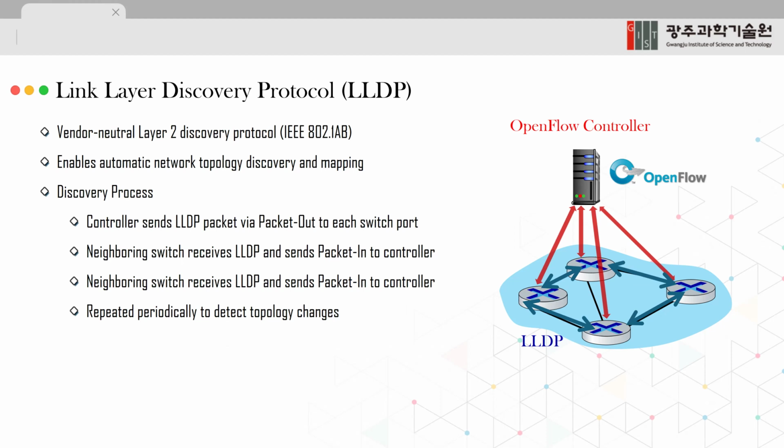The reason LDP is so critical in SDN is that the controller's power comes from its global view of the network. If the controller doesn't know which switches are connected to which other switches, it can't make intelligent routing decisions. LDP provides this essential topology information automatically and reliably.